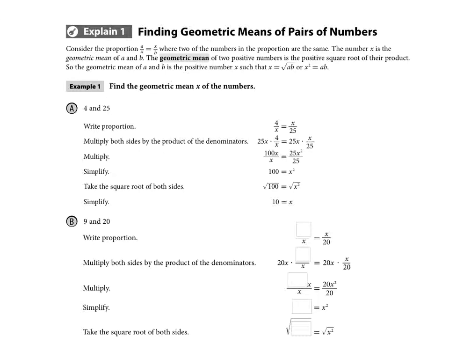We're going to consider a proportion a to x equals x to b, where 2 of the numbers in the proportion are the same. The number x is what we call the geometric mean of the 2 numbers a and b. So you're going to be setting up a proportion between the 2 numbers. Looking at example 1 part A here, you're given 4 and 25 as the 2 numbers. So you're going to set up a proportion that 4 to your unknown number, the geometric mean, equals the geometric mean x over 25. It's always going to be set up in that exact same way.